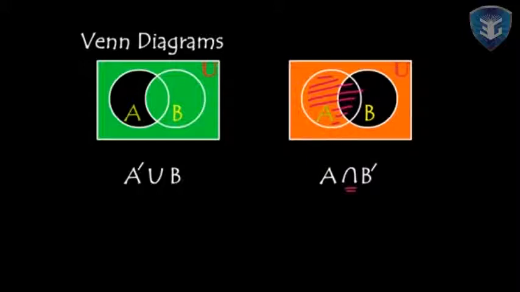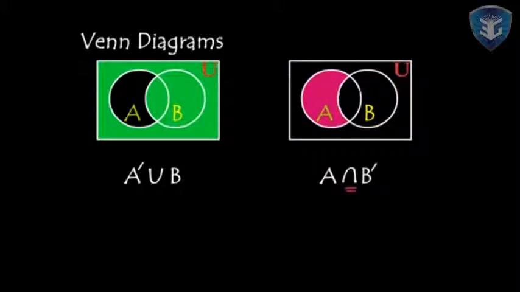So let's fix this one. So this would be my answer. Notice the shaded part is outside of B. So that's my B prime, anything outside of B. But it also includes A. So everything that was shaded in B prime and A. So this would be my answer for this one.